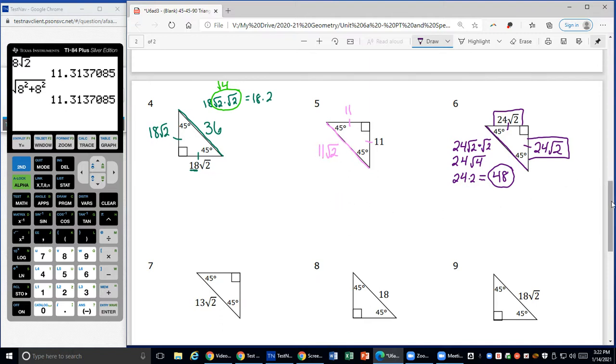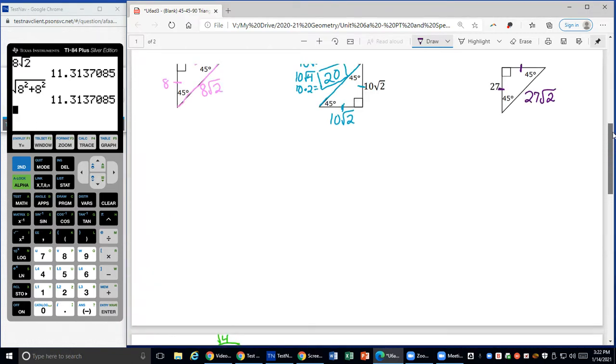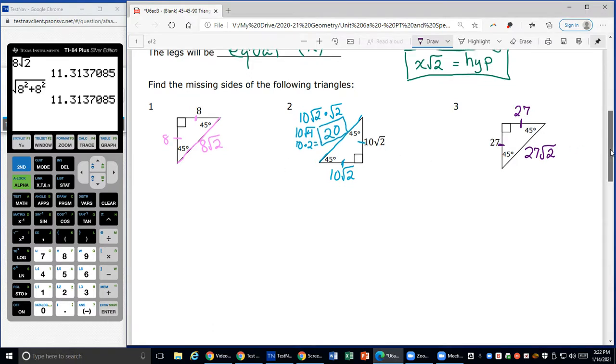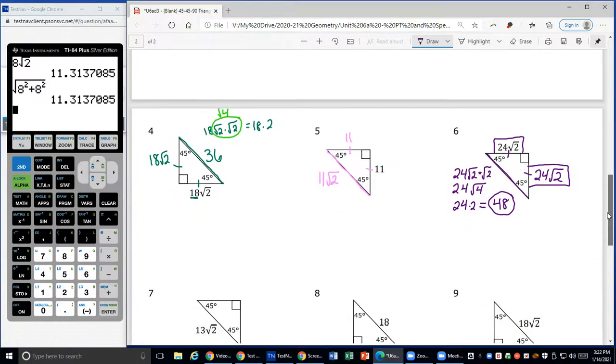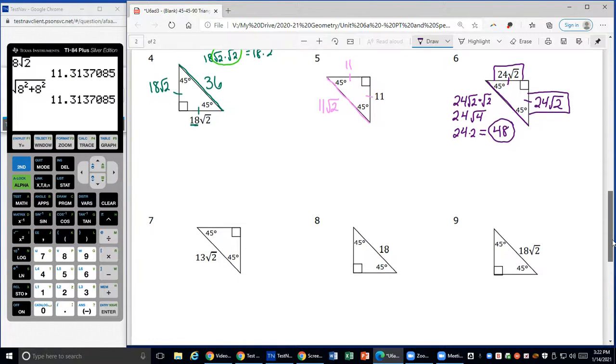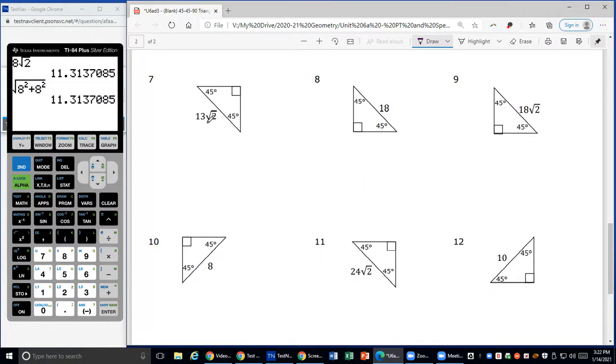Okay, so we've looked at a bunch of examples where I've known one of the legs, right? So if I come back up here, I know one of the legs is 8, so the other is 8. Here I knew a leg was 10 square root of 2, a leg was 27. In each of the examples we've done so far, they've given me one of the legs, okay? But we'll look at the next couple of examples. In these examples, this time they've given me a hypotenuse, okay?